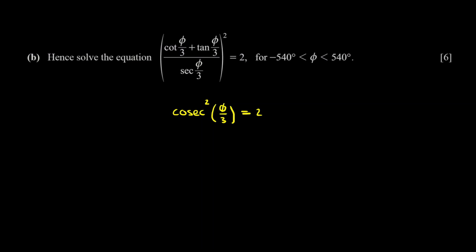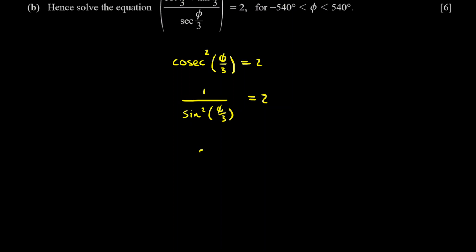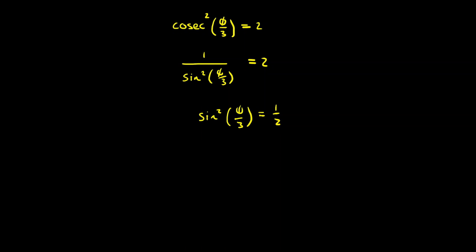So what we've got here really is 1 upon sine squared phi by 3 is equal to 2. And that means that if I rearrange that, then what I'm going to get is sine squared phi by 3 is equal to 1 divided by 2. And then we've got to square root both sides. So that will give me sine phi upon 3 is equal to plus or minus the square root of a half, or if you prefer, 1 upon the square root of 2.